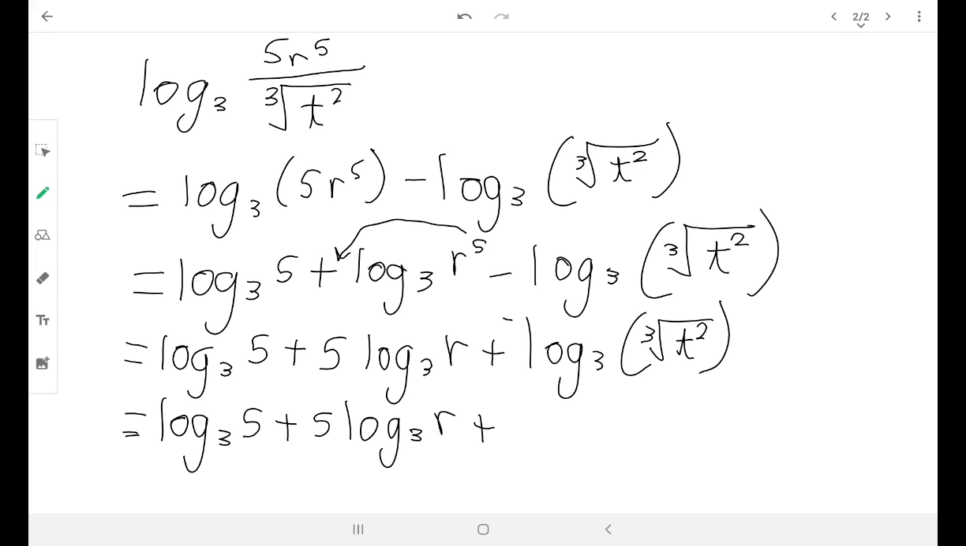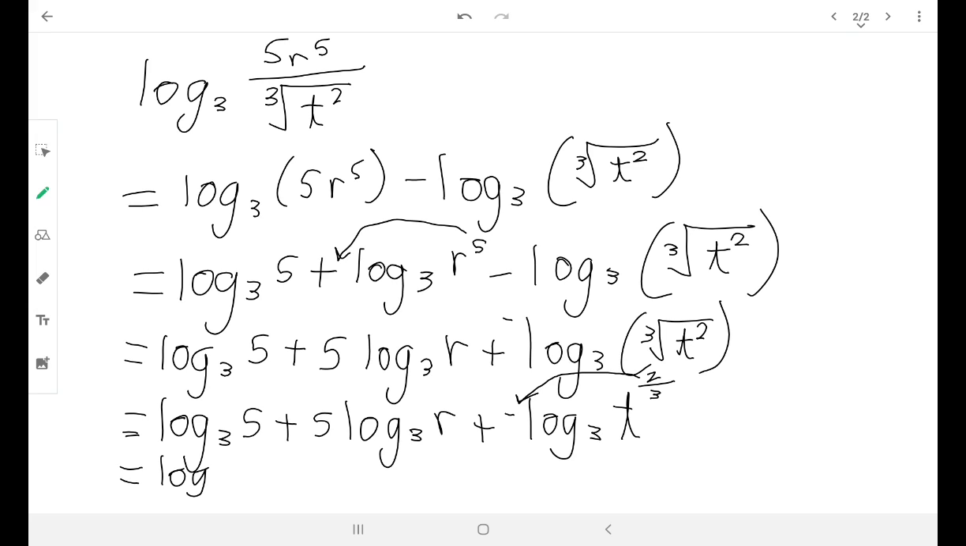And then the trick to this second part is writing this and this, using the fact that I know that roots and powers together can be written as fractional exponents. I'm going to write that whole thing as a fractional exponent. So this would be negative log base 3 of t to the 2/3 power. Okay? And that then can move to the front. And I think you'll see that we're done there.